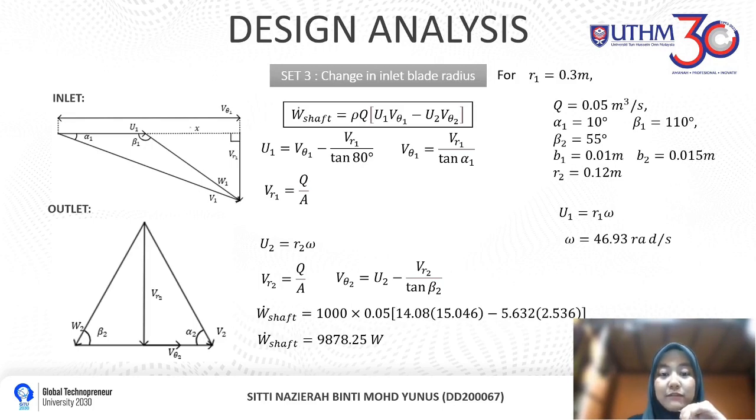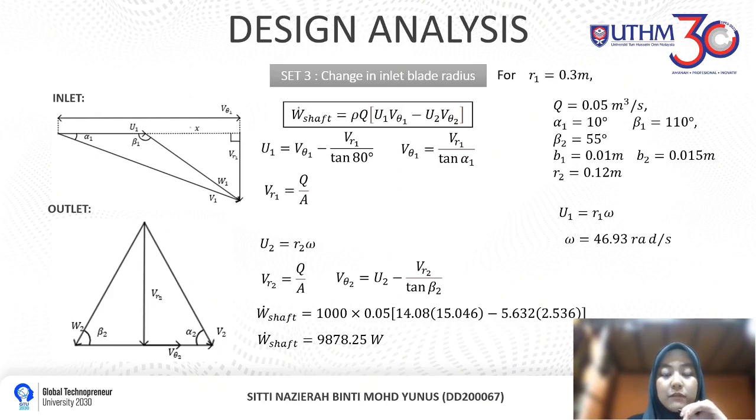Next, for this set, we change the inlet blade radius. This set also has 10 calculations, so I will show only one example. I choose R1 as 0.3 meters. The parameters are: Q is equal to 0.05, alpha 1 is 10 degrees, beta 1 is 110 degrees, beta 2 is 55 degrees, B1 is 0.01 meter, B2 is 0.015 meter, and R2 is 0.12 meters. These parameters are fixed for the 10 calculations.